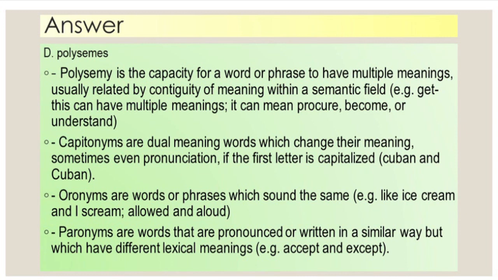Examples: ice cream and I scream, allowed and aloud seem to have the same sounds, but they are actually different words. Paronyms are words that are pronounced or written in a similar way but have different lexical meanings. You could say accept and except are pronounced the same, but they do not have similar meanings. Don't forget, the answer to the question is option D.